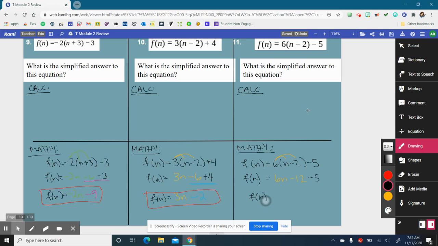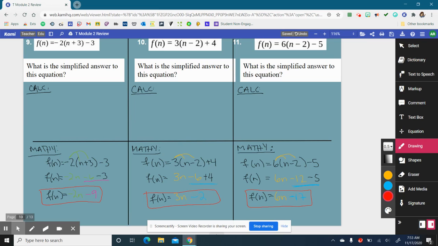And again, I'm going to drop down that f of n equals because that's not going to change. Then I combine like terms, which in this case are these back two because they do not have a variable. When you combine like terms, that means you just add them together or subtract them depending on the sign. So -12 minus 5 gives us -17. 6n doesn't have a like term, so it just stays 6n. My final answer is f of n is equal to 6n minus 17.